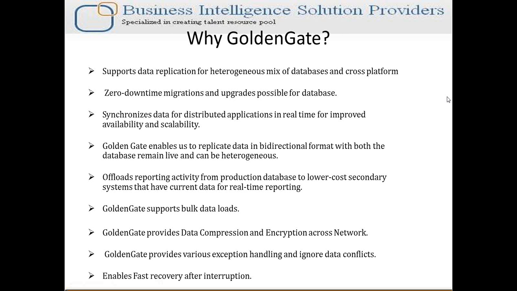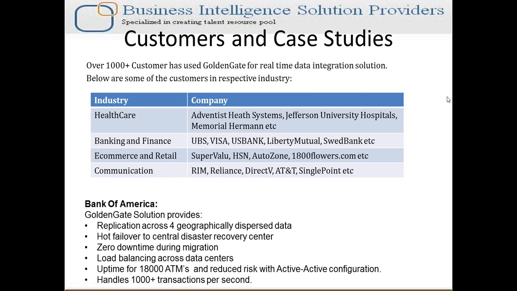Fine. So these are all the customers which are using GoldenGate, all kinds of customers across different industries. Healthcare, we have this list. Banking and finance: UBS, United Bank of Switzerland, Visa, US Bank. E-commerce retail: these are all brand names of the US. Communication: Reliance in India is using it. Even HDFC is also using it these days. Bank of America is a big customer.